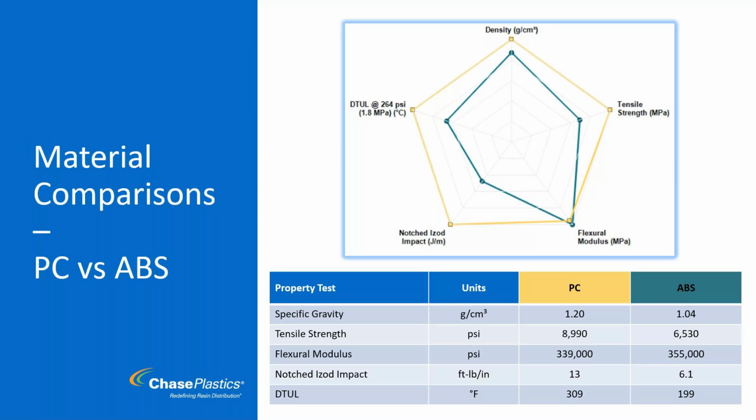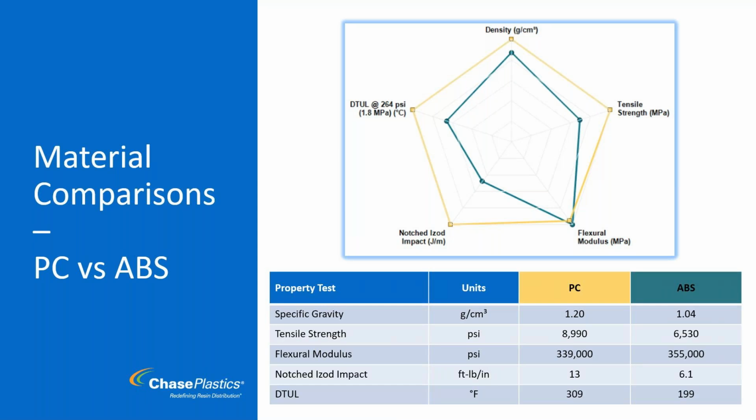Then you look at your impact. Polycarbonate is more than double the impact of this particular ABS. So a 13 foot-pounds per inch compared to a 6.1. So good impact out of the polycarbonate, which is one of the properties it's known for. It's known for its really excellent toughness and impact, so it makes sense that it would do well there. And then you look at your temperature performance. You're at about 300 versus about 200. So your polycarbonate also has the advantage there.